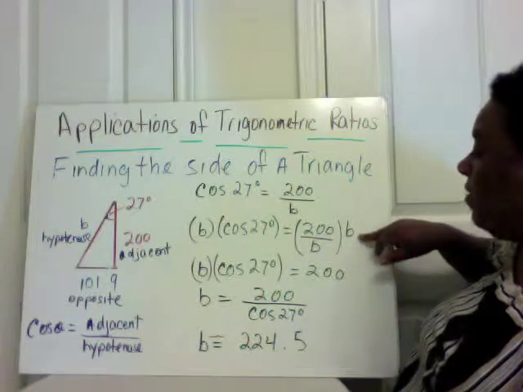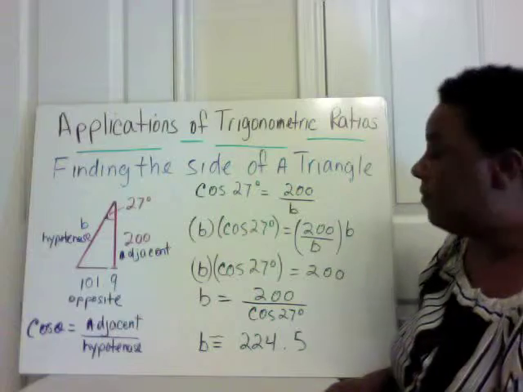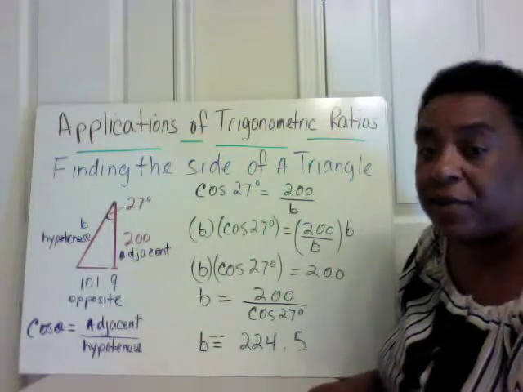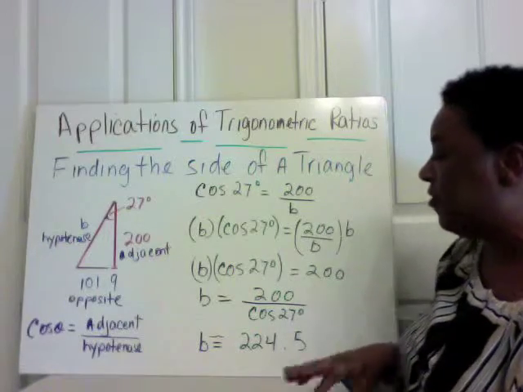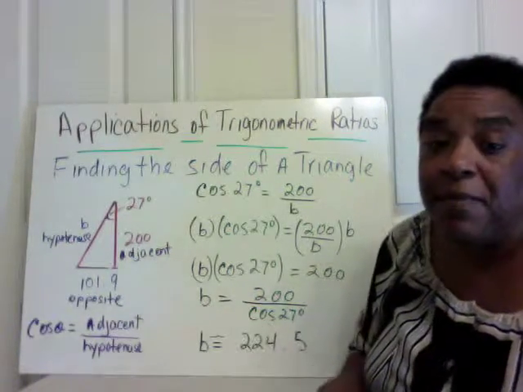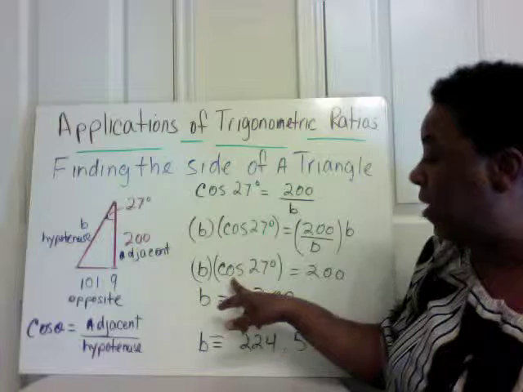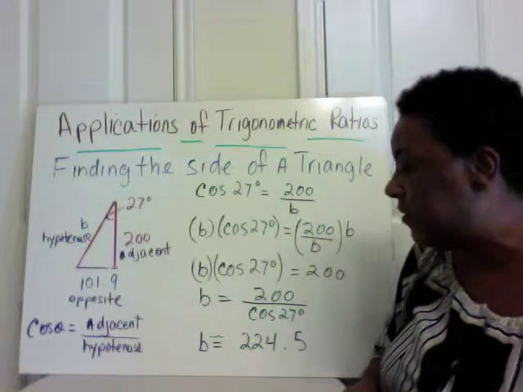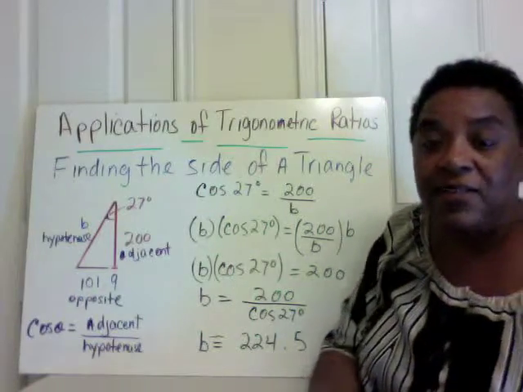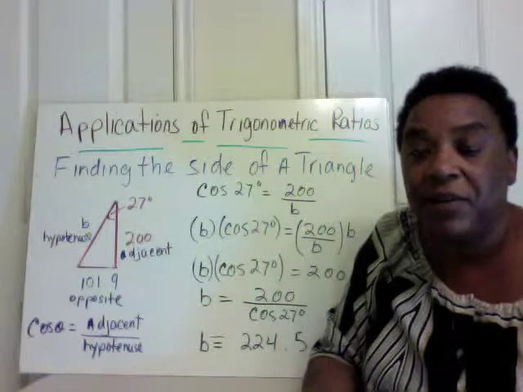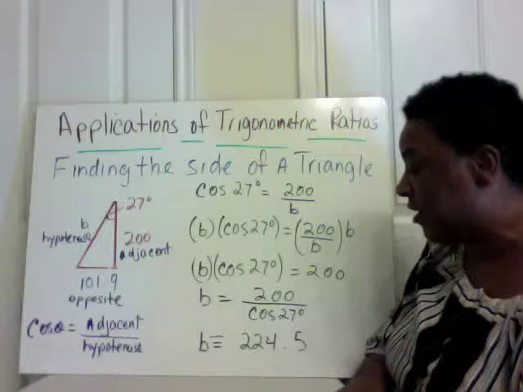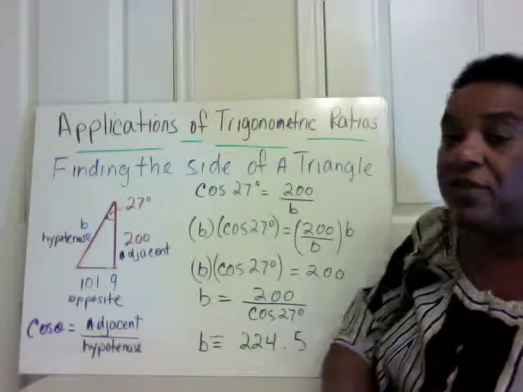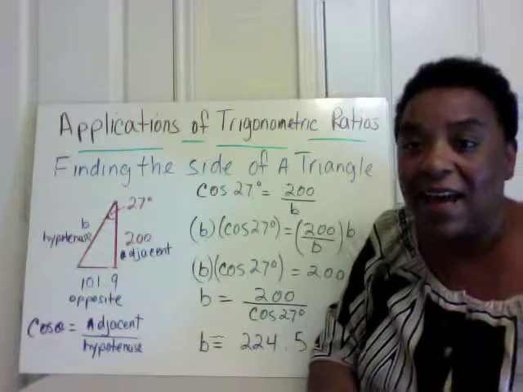We multiply both sides by B, and so we end up with B times cosine of 27 degrees equals 200. Now to get B by itself, we can divide both sides of the equation by cosine of 27 degrees. When we divide 200 by cosine of 27 degrees and put that in our calculator, we find that the length of side B is approximately 224.5.